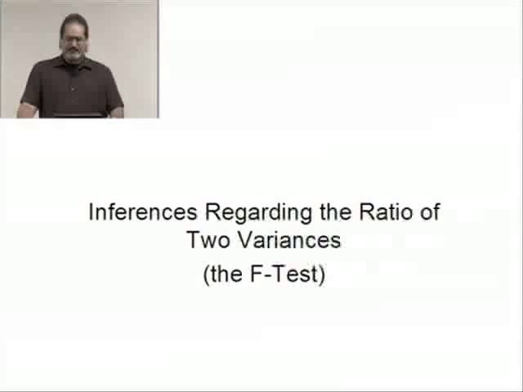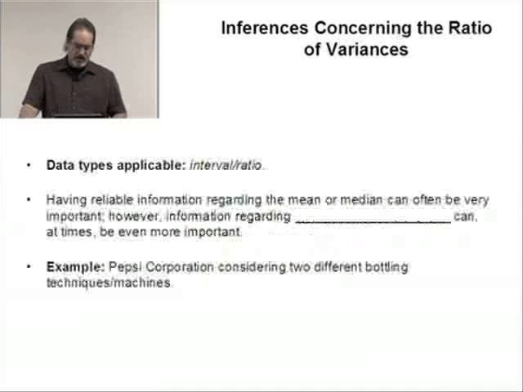Let's take a look at an example now. And the first example I want to look at will deal with comparing two population variances. I want to take a look at the variability between two different groups and see if there's a difference amongst them. Now, first of all, the data type is going to be interval or ratio.